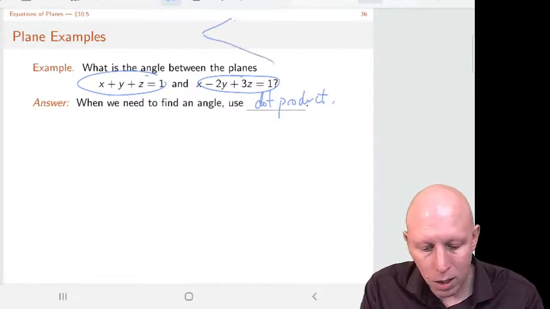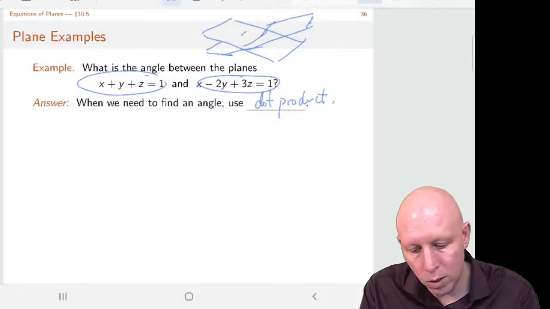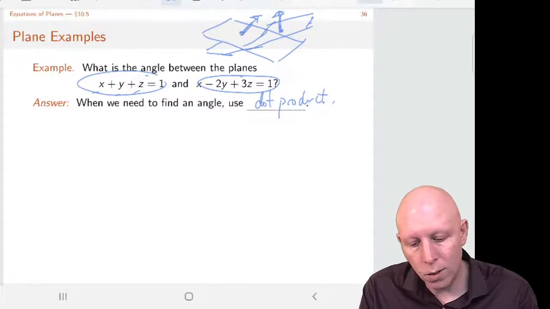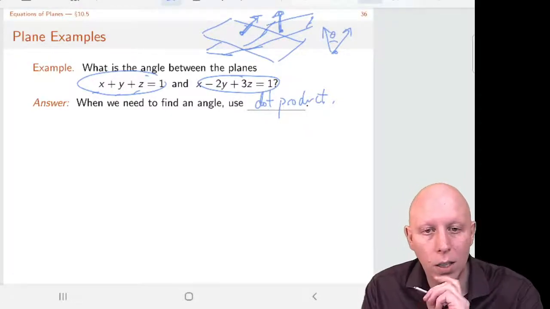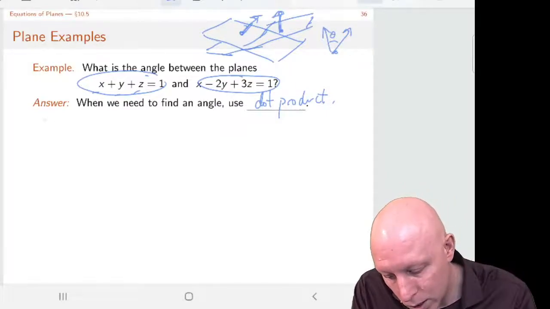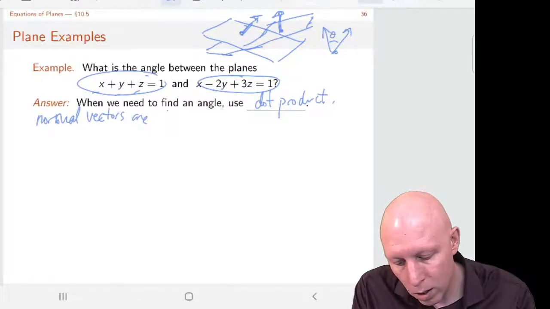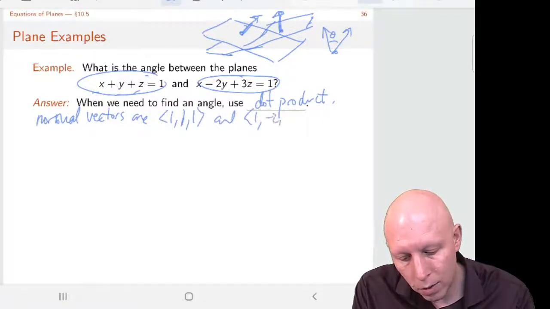So we had our two planes. And so we have these normal vectors to the planes, which we can read off of the coefficients. And then we can use the dot product to find the angle between those normal vectors. All right, so let's do that. So the normal vectors are 1, 1, 1, and 1, negative 2, 3.